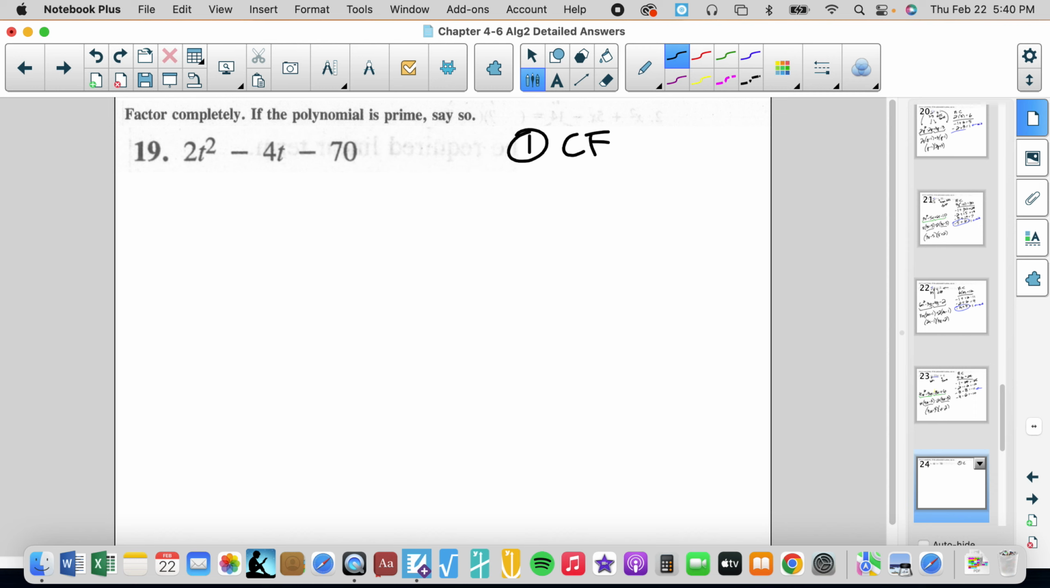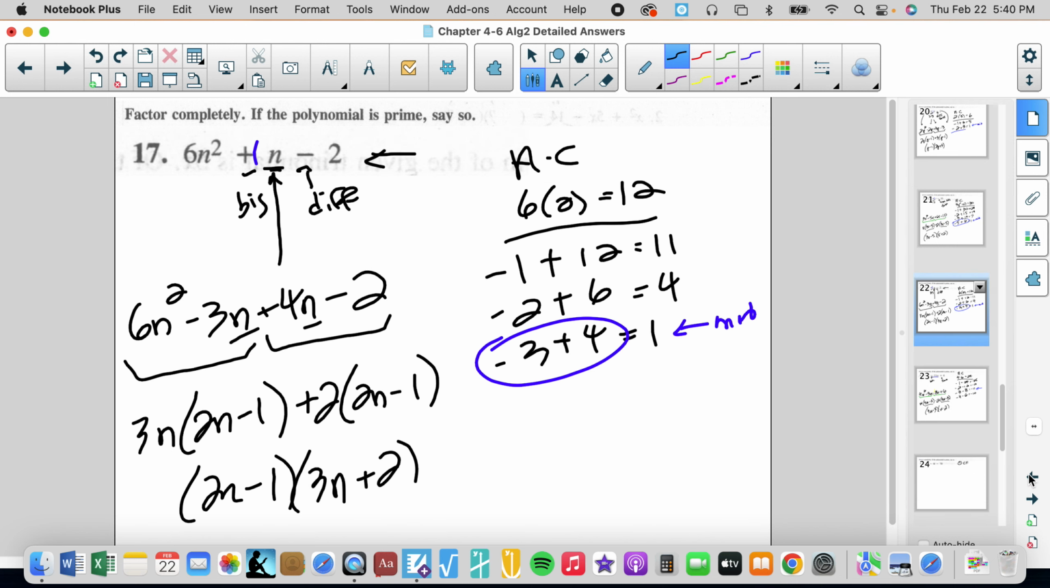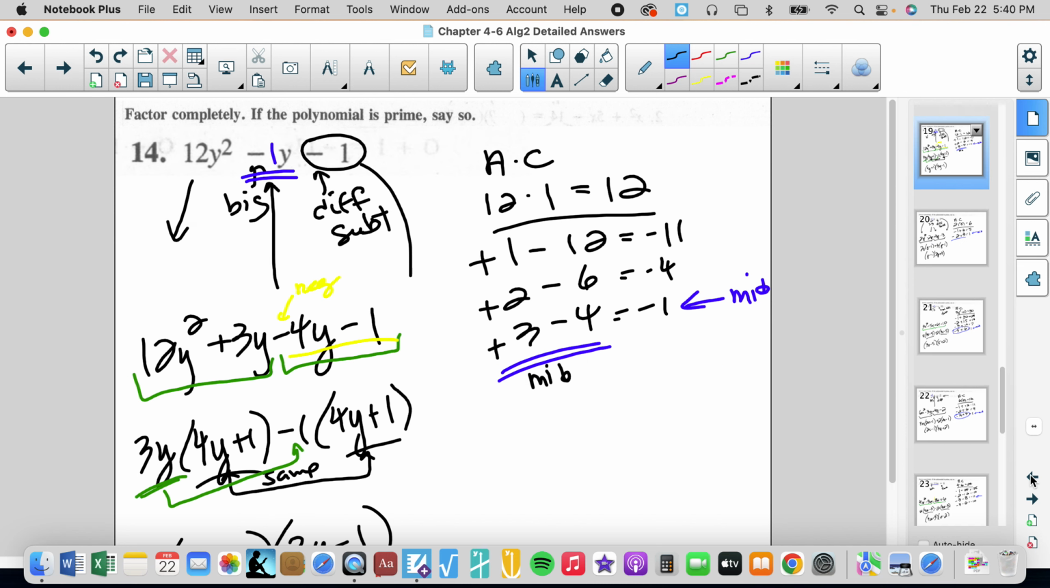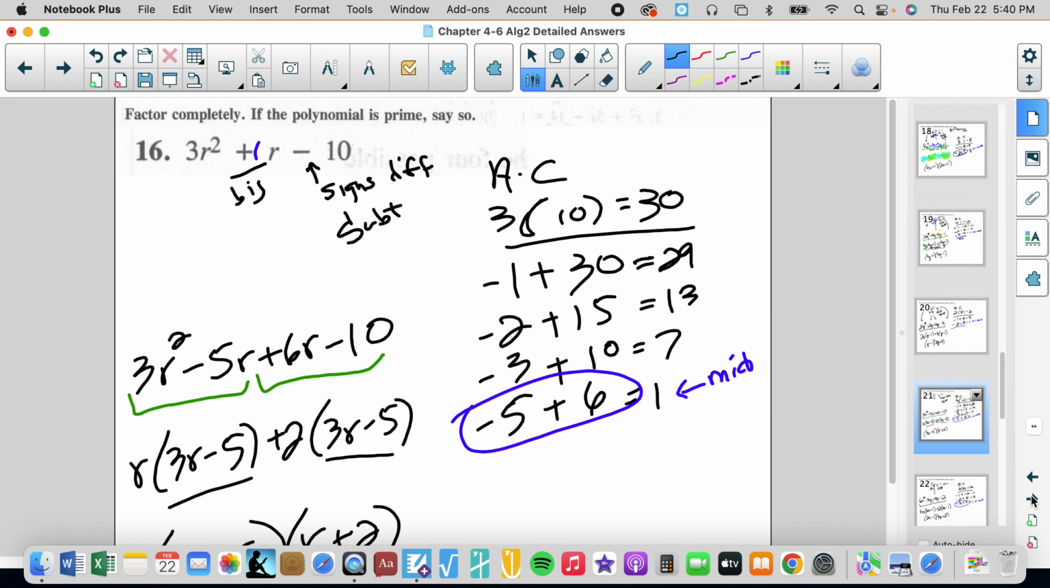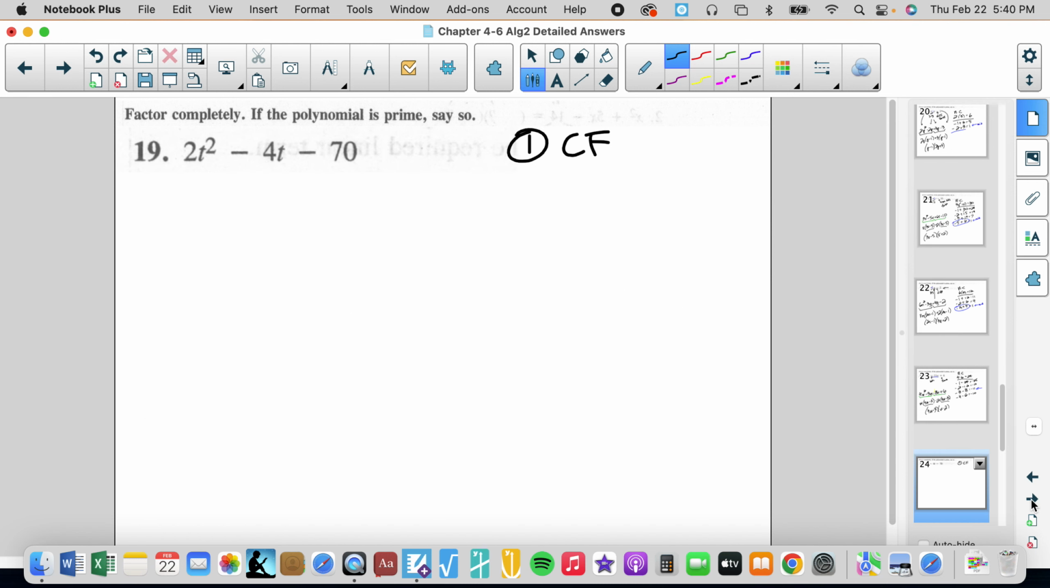All right, be careful here. We should always look to see, is there a common factor? In all the problems that we had, no common factor. 4, 11, no. 6, 1, no. 3, 10, no. 2 and 3, no. So there was no common factor, much like that we started with. So there is a common factor here. We can factor out a 2. If we factor out a 2, we get t squared minus 2t minus 35.